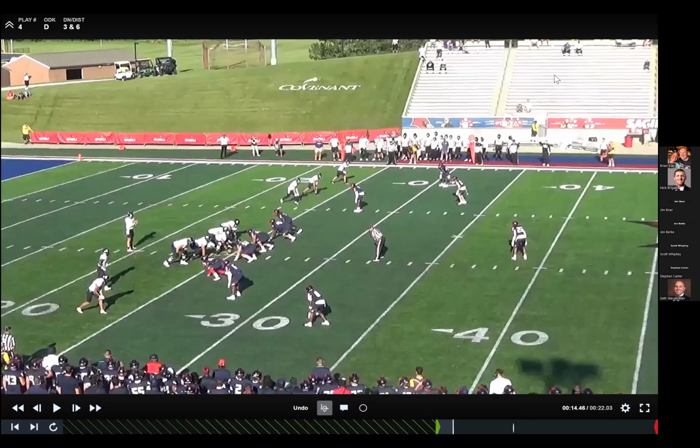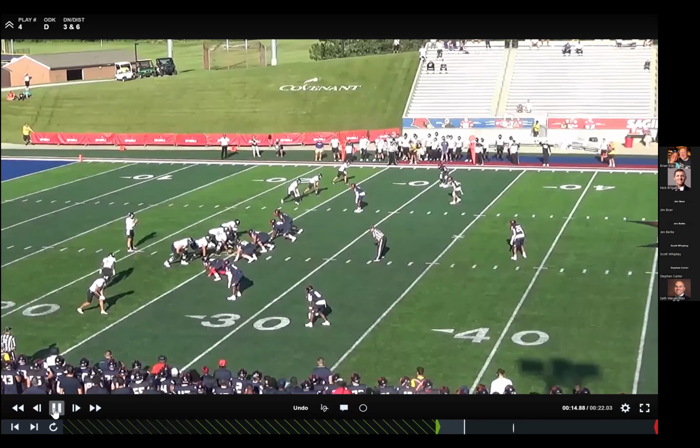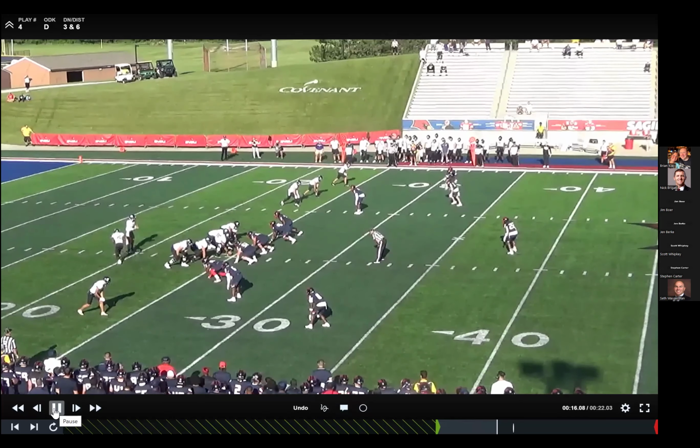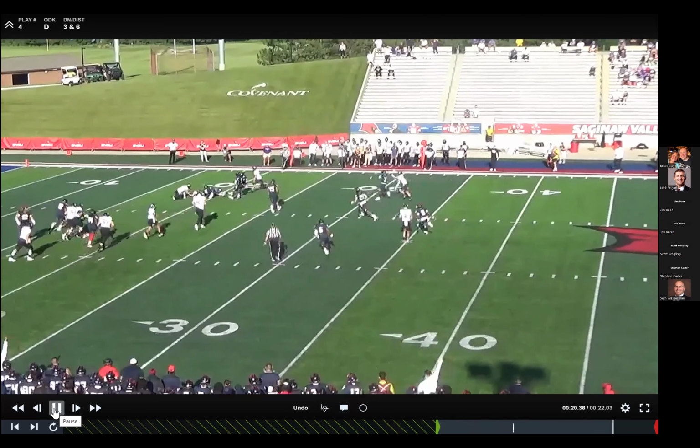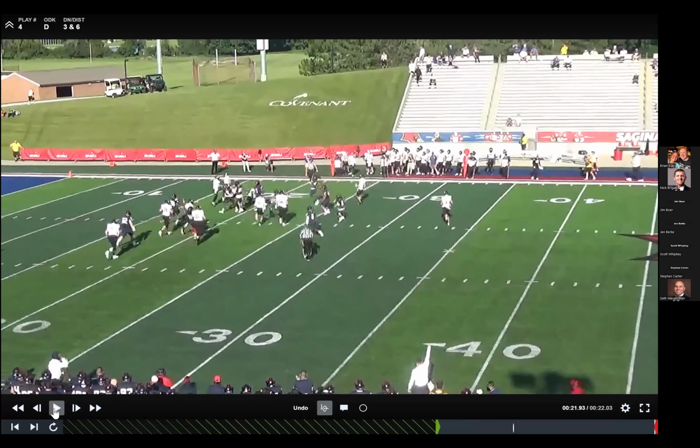Trips to the top of the screen is going to flip the responsibility of forward and backward to the line of scrimmage official at the bottom of the screen. I will play it through, and if it jumps, I can go slow-mo forward, and maybe that'll make a little more sense. It's a little jumpy, but it's not too bad.